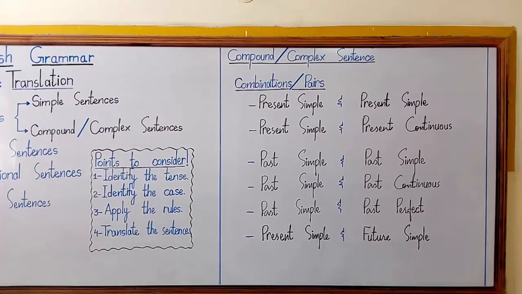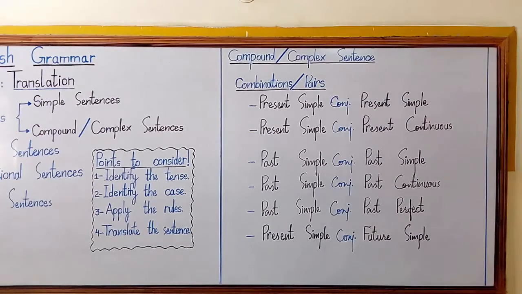So here, what I have written here on the board, you people may consider them conjunctions. Okay, fine. I will change this and into conjunctions. Here you are. Now it is pretty easier for you to understand what I actually mean by pairs or combinations. You know, there are two sentences in every compound or complex sentence. Two simple sentences. So one before conjunction, one after conjunction.